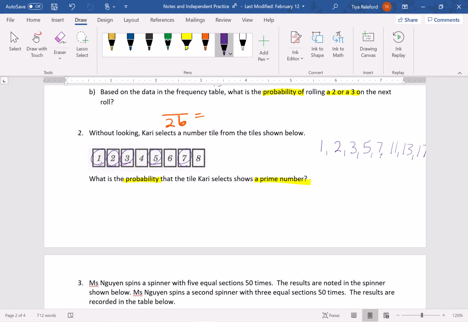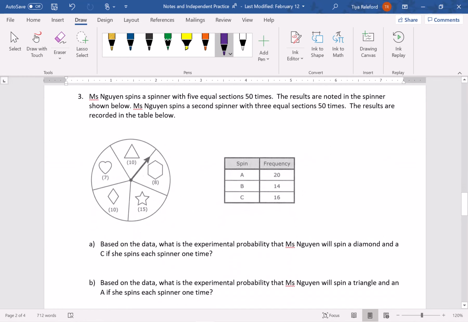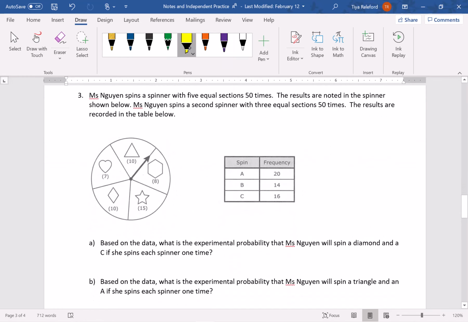Five out of how many total? 8. Ms. Wynn spins a spinner with 5 equal sections 50 times. The results are noted in the spinner below. Here's your key. It has already happened. She already did it. So you have to use what actually happened.